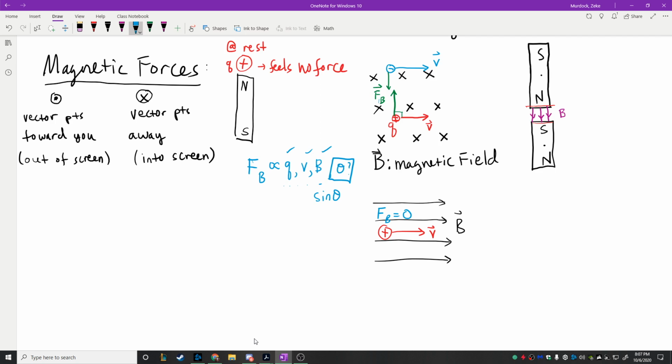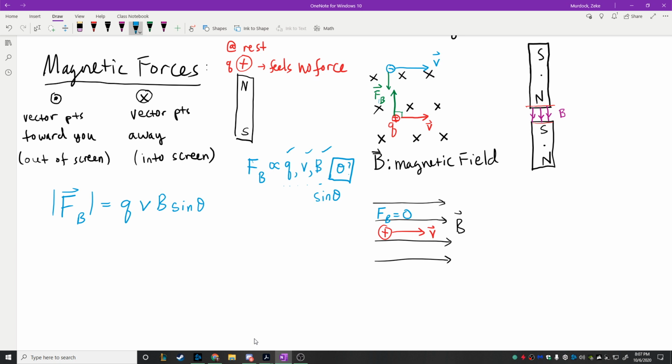So we can put all these things together here. In general, what we're going to find is that the magnetic force, in terms of its magnitude, is going to be related to the charge times the velocity times the size of the magnetic field, and then also multiplied by the sine of the angle between the velocity vector and the magnetic field vector. And these will all be magnitudes in this case.